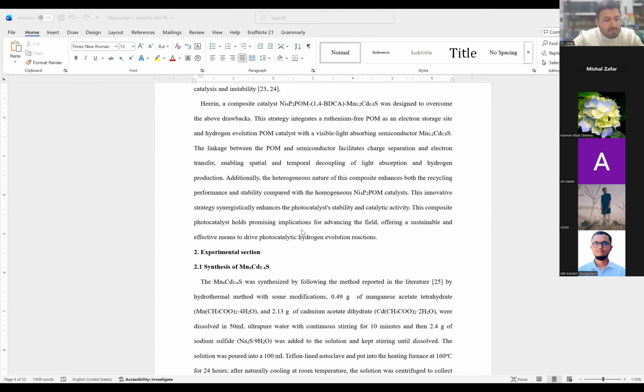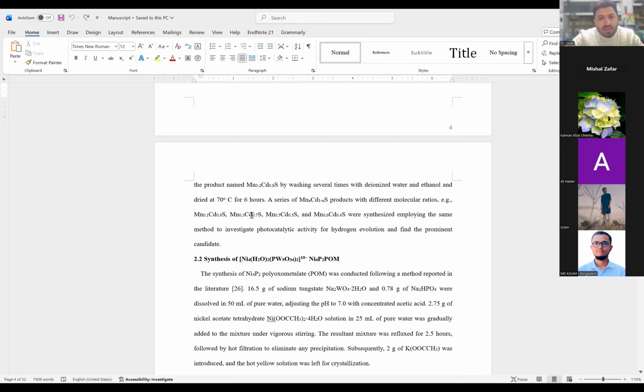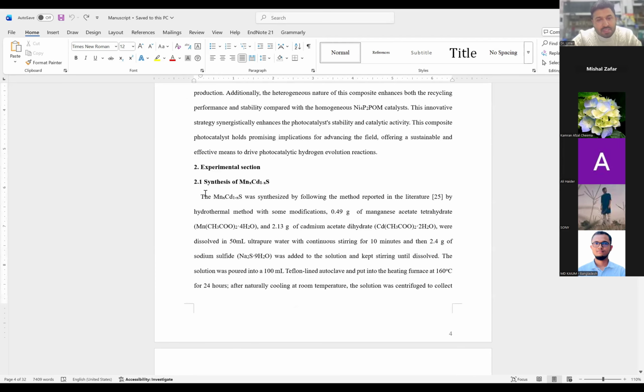I haven't written about the methodology part in the slides, so I will let you know from here how we can write the methodology, because this is a scientific, lab-experiment-based paper.